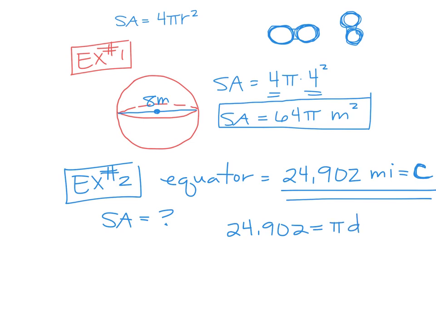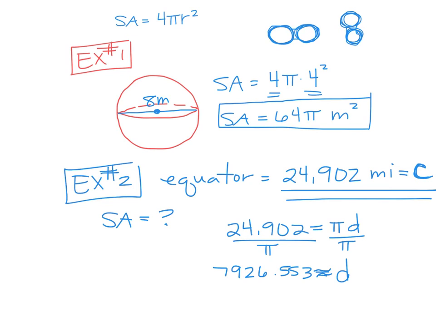How do you solve for the diameter? Divide by pi. So we're going to divide by pi on both sides here and say our diameter is approximately, because it would be, 24,902 divided by, turn the calculator on, 24,902 divided by pi. You get a diameter of 7,926.553. Okay?